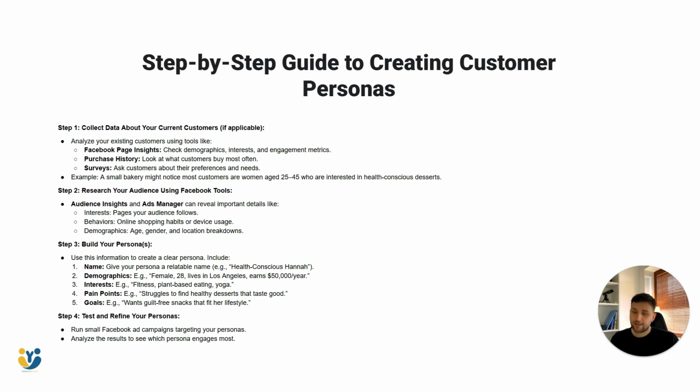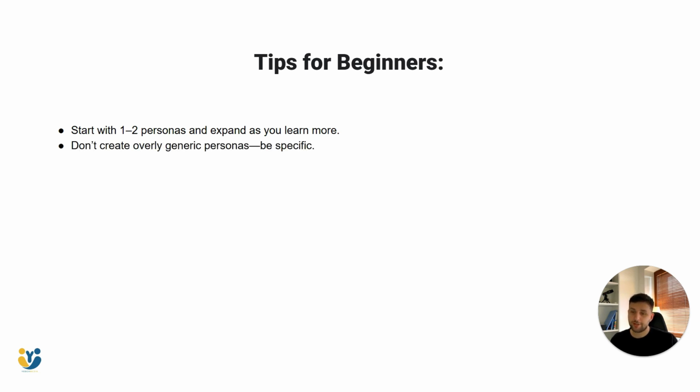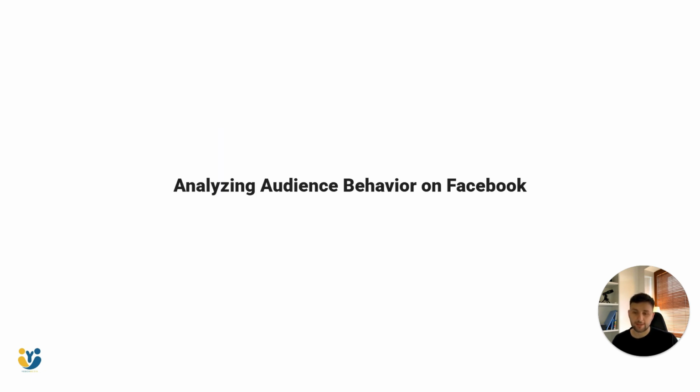And like I've said, analyze the results to see which persona engages the most. Then, based on that, adjust your personas based on real campaign data. Now, tips for beginners. That's very important. Start with one or two personas and expand as you learn more. Don't create overly generic personas. I've told you, you have to be specific. Targeting everybody means targeting nobody. And use your personas as a guide for creating ads, posts, and campaigns.